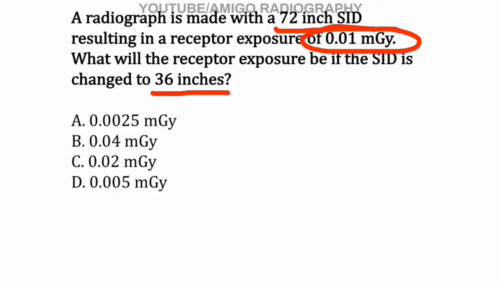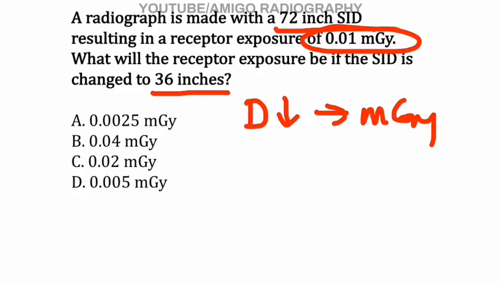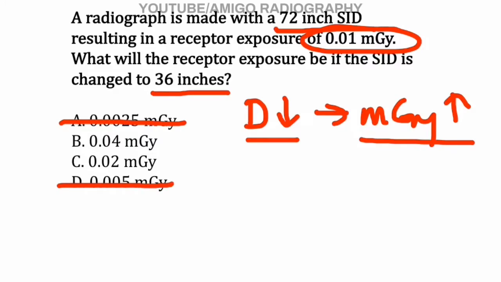A very important concept to think about. If our distance is decreasing, then our exposure, which in this case is represented as milligray, must increase. If our distance is decreasing, our exposure will increase. That's what the inverse square law tells us. So there's a few options that we can immediately eliminate. If our initial exposure was 0.01 milligray and we know our new exposure must increase, we can immediately eliminate A, and we can immediately eliminate D because we know our exposure, which is our milligray, must increase.